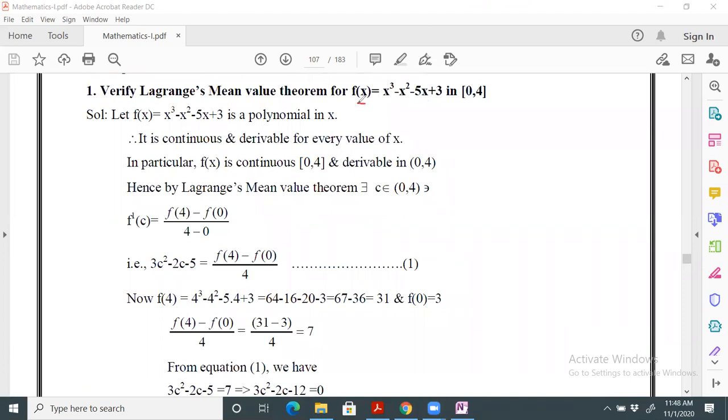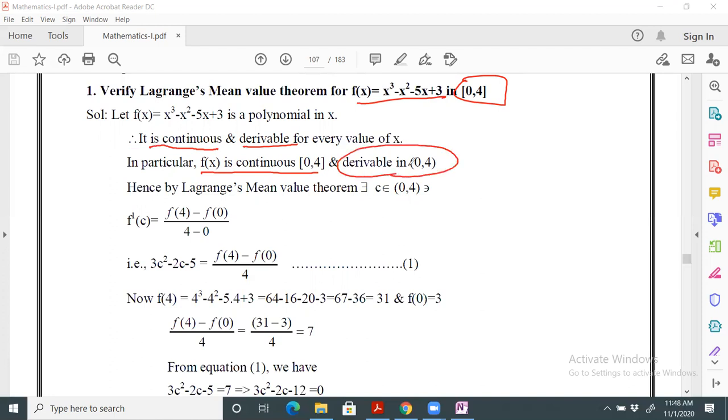The given function f of x is a polynomial function. As I mentioned before we started this concept, an algebraic or polynomial function is continuous everywhere and differentiable everywhere. In particular, it is continuous in the given closed interval 0 comma 4, and it is also differentiable in the open interval 0 comma 4.